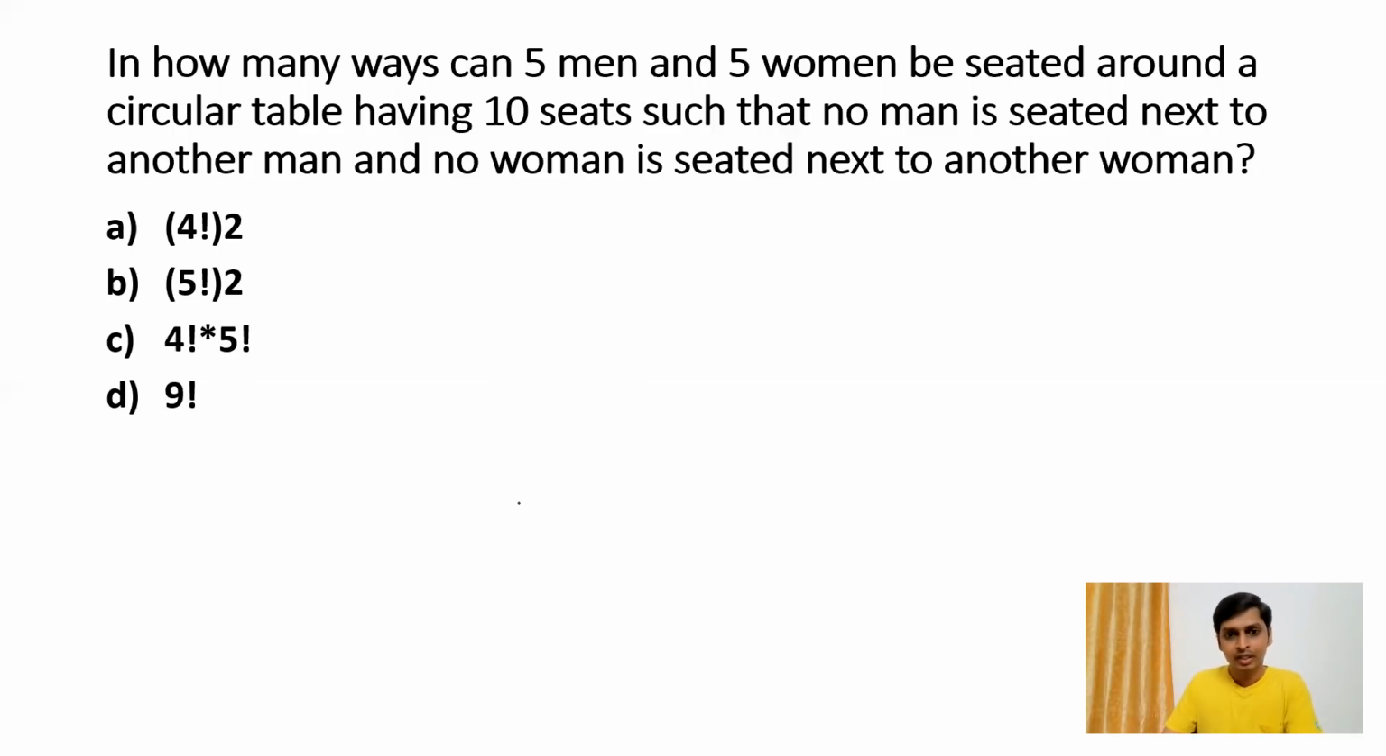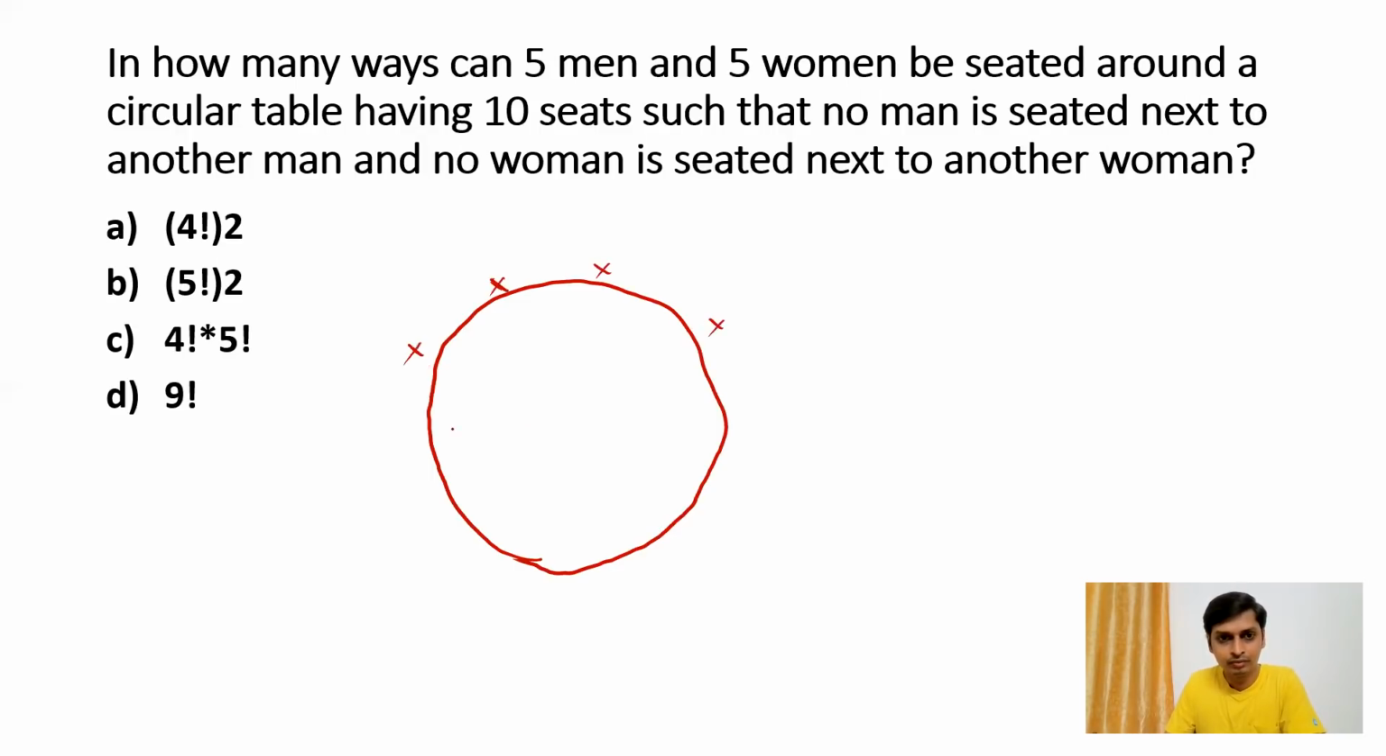So how can we solve it? We can imagine this is the circular table, right? So we have a circular table like this. Totally we have 10 seats: 1, 2, 3, 4, 5, 6, 7, 8, 9, 10. And we know in circular arrangement, the first person will sit in only one way because it is a closed figure, right? So the first person will always sit in only one way. Either it can be a man or a woman. We don't need to worry about that.